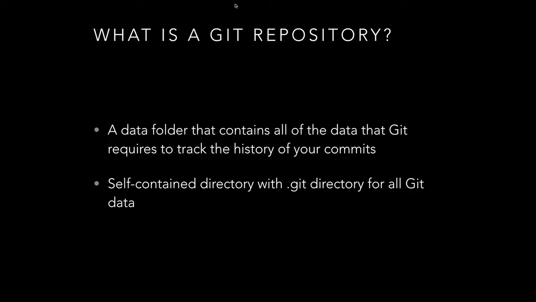So what is a repository? We keep talking about this word. Basically, in the context of Git, it's a folder that contains all of the data that Git requires to track the history of your changes. It's a .git hidden directory, which I'll show you here in the Finder.